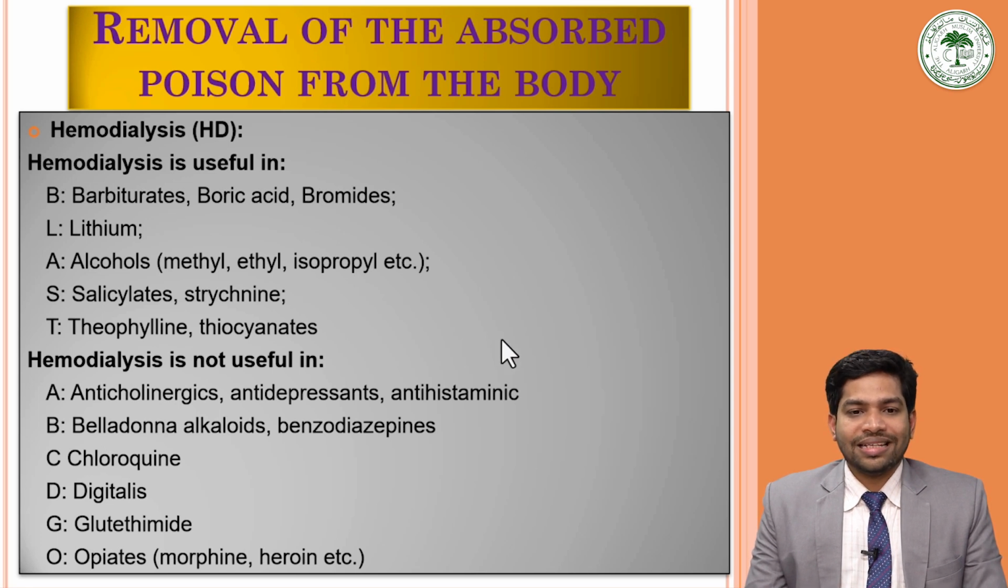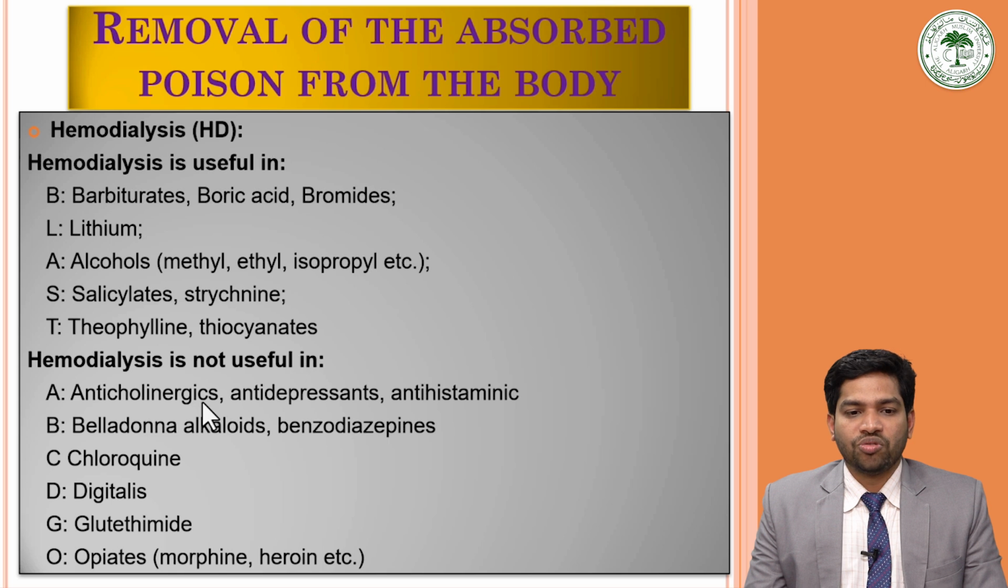Then hemodialysis is useful in cases of, you may remember the mnemonic BLAST, B-L-A-S-T: barbiturate poisoning, boric acid, bromides; L for lithium compounds; A for alcohol, all types of alcohol, methyl, ethyl or isopropyl alcohol, salicylate poisoning, strychnine poisoning, theophylline, thiocyanate. Here the hemodialysis is useful.